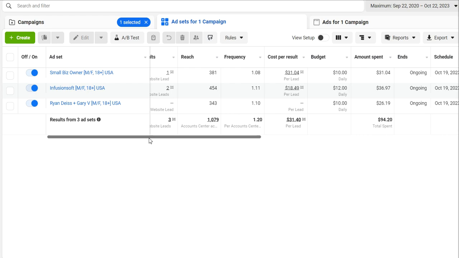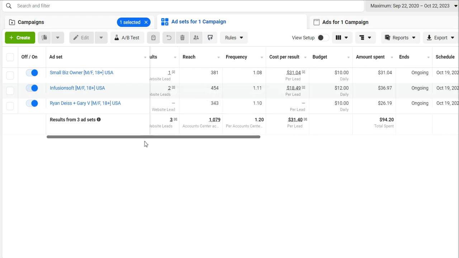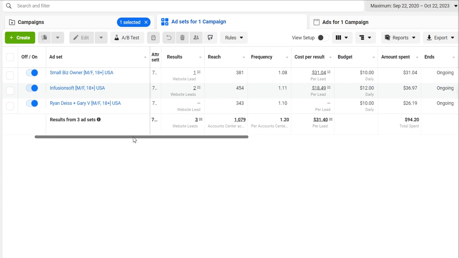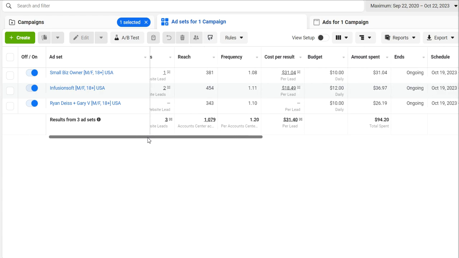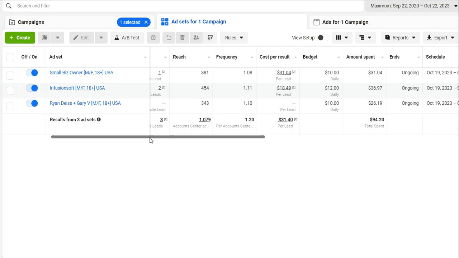So you have to let them run for enough time to allow the algorithm to optimize it. As you get more advanced, you will learn the exceptions to this, but the general rule is let them run and allow the algorithm to optimize.